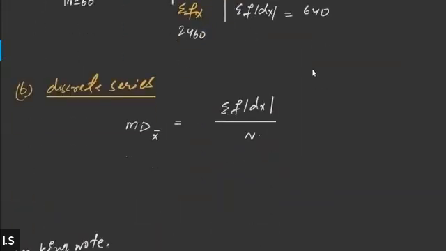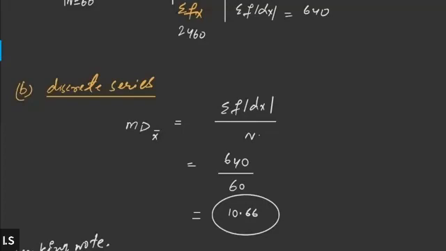Now we will put this into the formula. 640 divided by number of items. How many items are there? So there are 60 items. So 640 divided by 60. Answer is 10.66 or 67. Is that clear to you, Alexander?